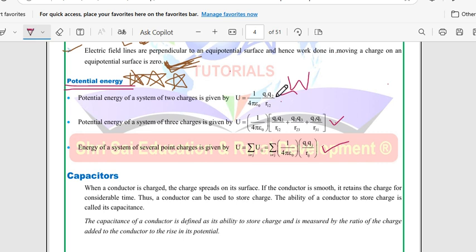The total potential energy of a system of two charges is given by U is equal to 1 divided by 4 pi epsilon naught into Q1 and Q2 divided by R12. W can also be written as U. Now the potential energy of a system of three charges is given.